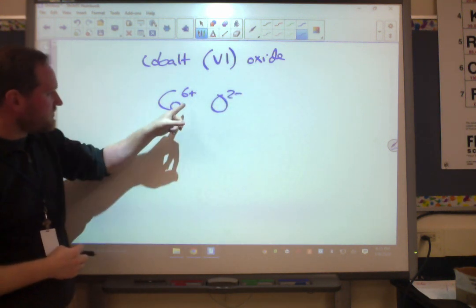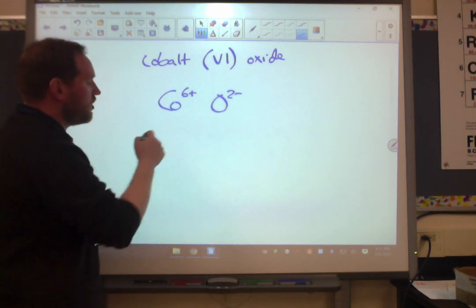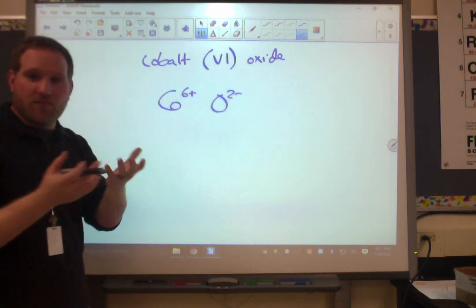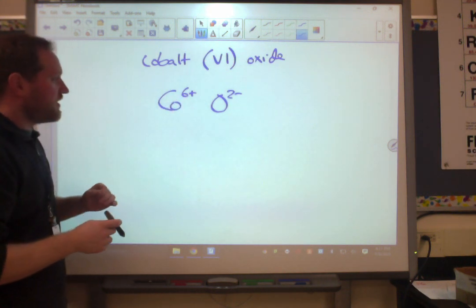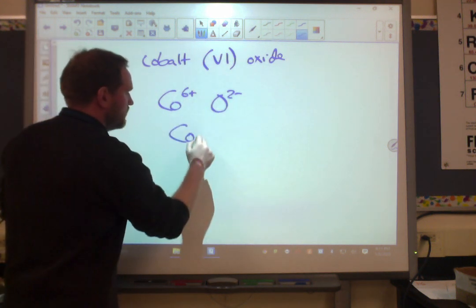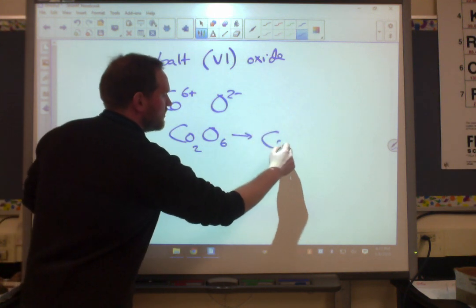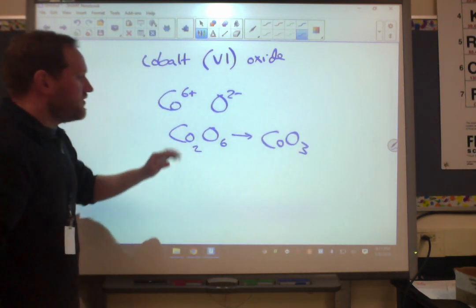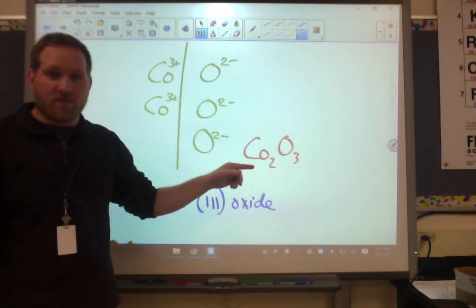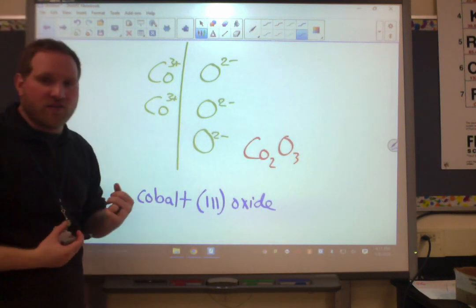Well, I would just look at it and say 6 plus 2 minus. You need 3 of these. So it's going to end up being CoO3. If you want to crisscross it, that's fine, but because these are both even numbers, you can simplify it. You have to simplify it. So this would be Co2O6, which then has to become CoO3. Notice, CoO3, not the same as what we got. So hopefully you'll catch that mistake there. All right, so that's how you figure out the name and the formula.